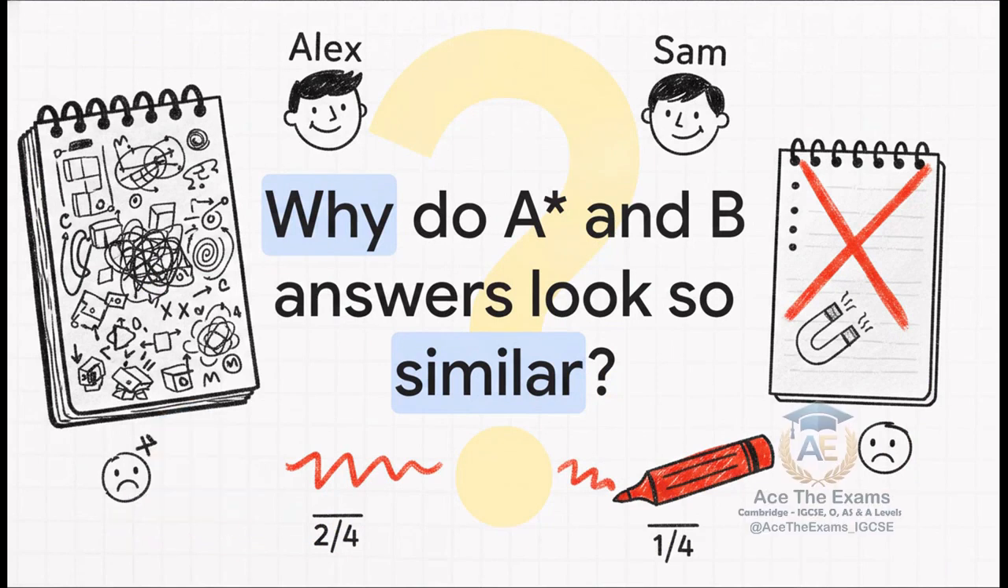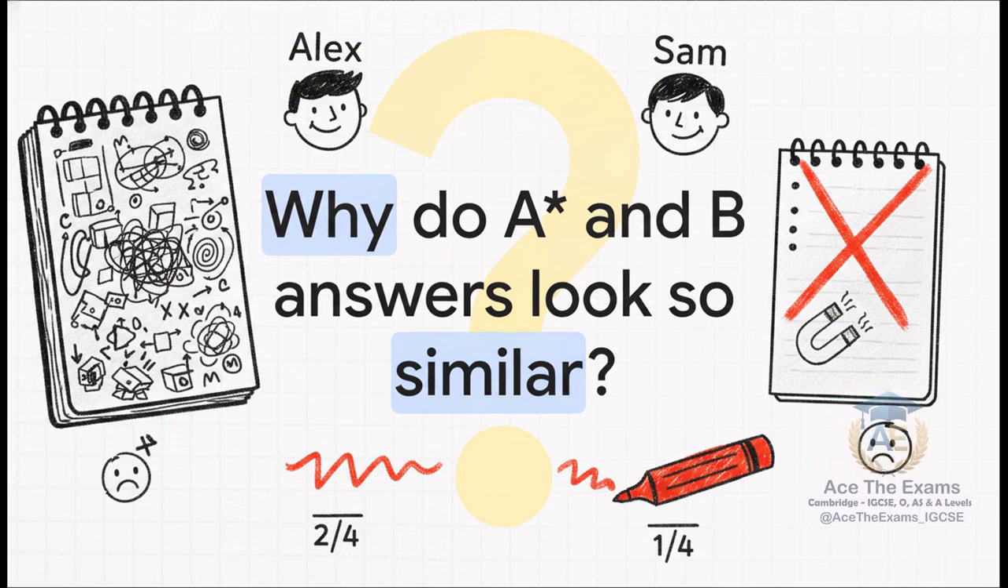So why do A star and B answers often look so incredibly similar at first glance? Let's dive right into this by looking at two typical Cambridge students taking on a real past paper question. We are going to call them Alex and Sam. Now, you probably know someone exactly like Alex. Alex is our walking, talking encyclopedia.